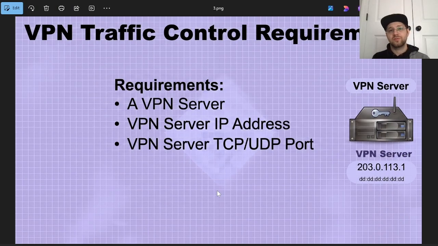Alright, so for the Windows Firewall configuration, the main requirement is going to be a VPN server. Hopefully you already have one. If not, you can also take a computer in your house and install OpenVPN server, and you can use that as a VPN server.